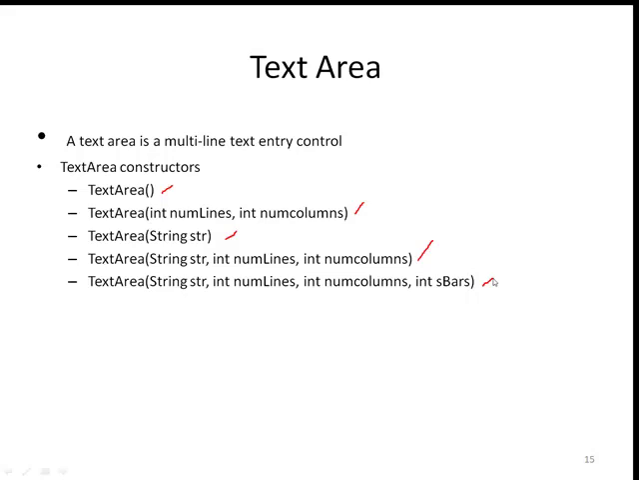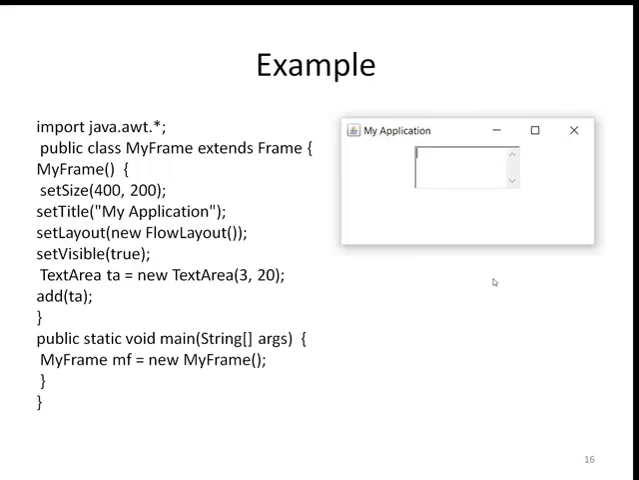Here the value of scroll bar can be both, that means vertical and horizontal, or none, that means no scroll bar, or only horizontal. So we can choose any one of them. This is an example. In this, first we have to import the AWT package and create our class as a derived class of the Frame class, and MyFrame is a constructor. Here we set the size of the frame, set the title of the frame as My Application, set the layout manager as flow layout manager, and the setVisible method must be true.